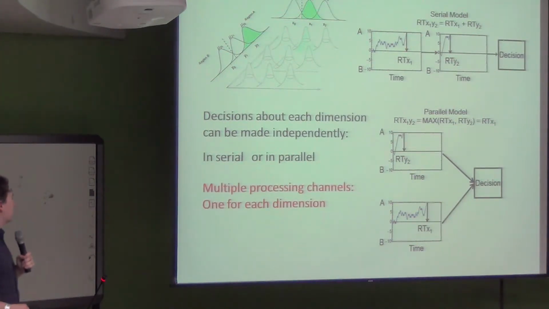So we have multiple processing channels, one for each dimension in this case. These are two possible models that we could have. In this particular case, our processing models are both exhaustive. So we have a serial exhaustive model and a parallel exhaustive model. Alternatively, we could think about self-terminating versions of these models as well. For category A, because we have to satisfy both of these boundaries, in order for a model to do that correctly, it has to exhaustively process both of the dimensions.